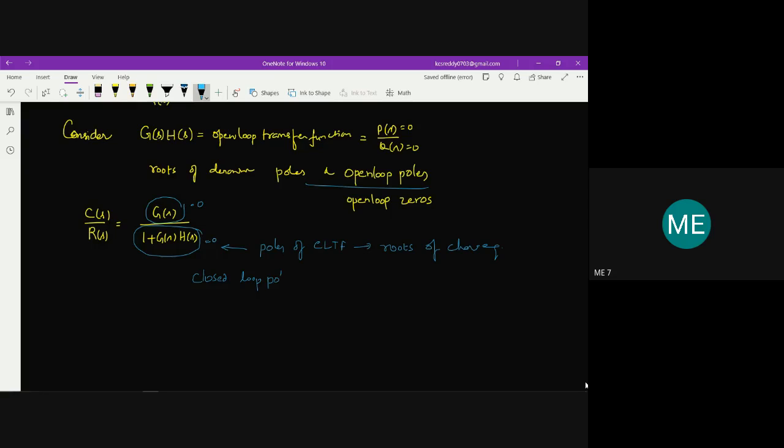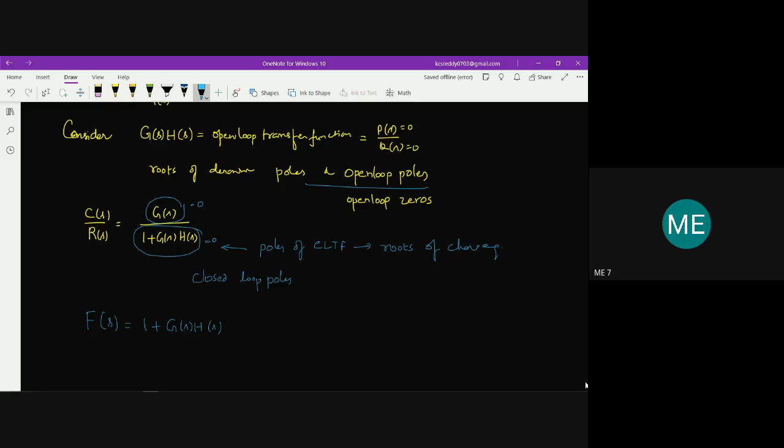So closed loop poles of the closed loop transfer function. Which ones? The roots of this characteristic equation. Now, if you take this G(s)H(s) as one example, and take the characteristic equation in terms of F(s), that is 1 plus G(s)H(s).